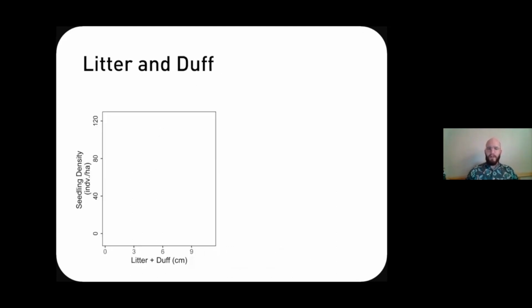And then for the microsite conditions, we see that there's an increase in seedling density with litter and duff. And this one's a little more nebulous, because it could be that litter and duff provide some buffering of the soil from drying out, and so they might be moisture. But it could also just be correlated with a more productive site that supports seedling density, but also supports high leaf litter inputs.